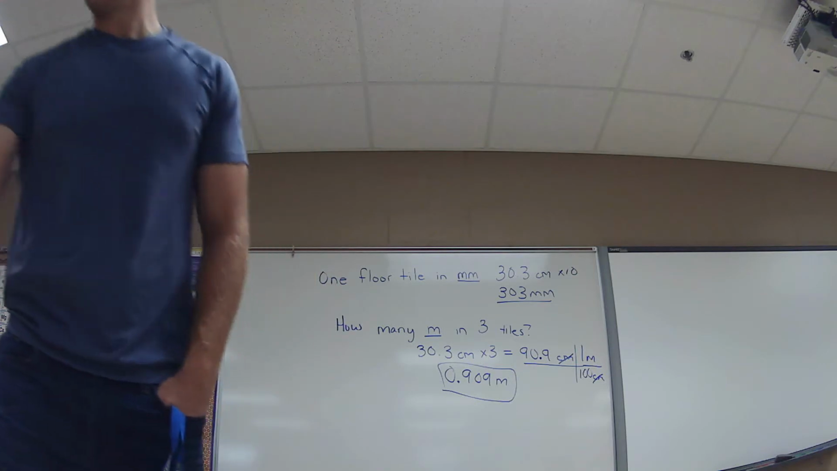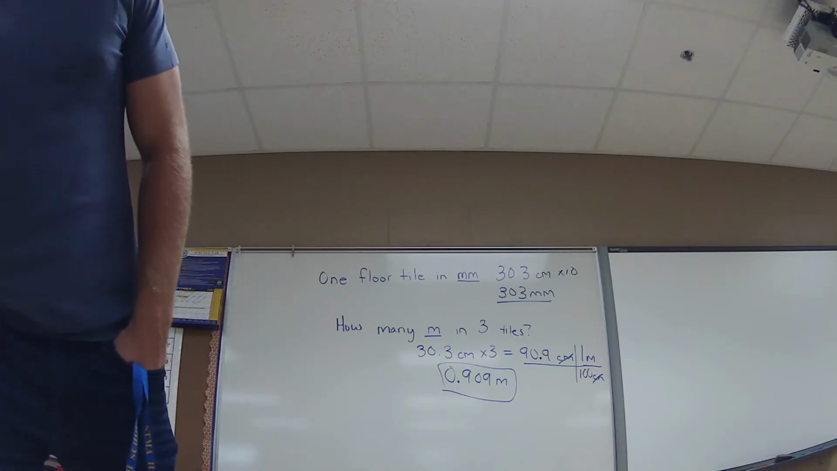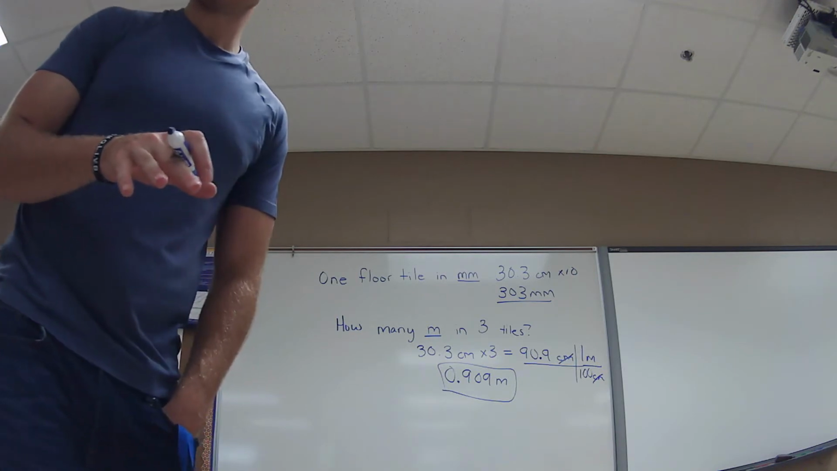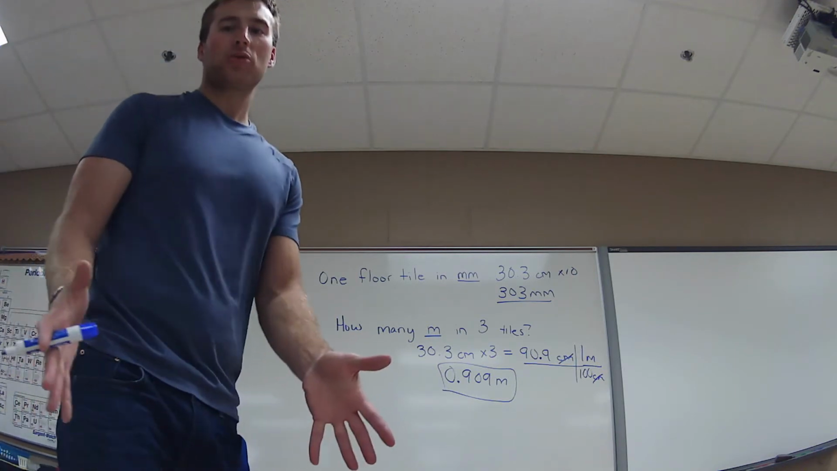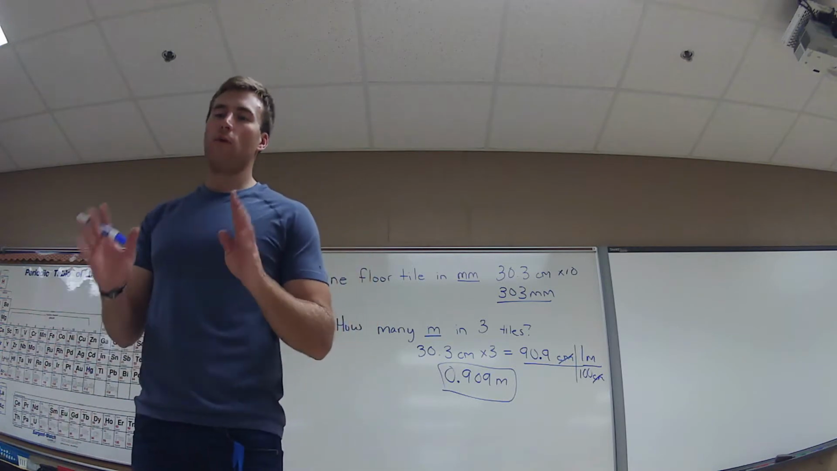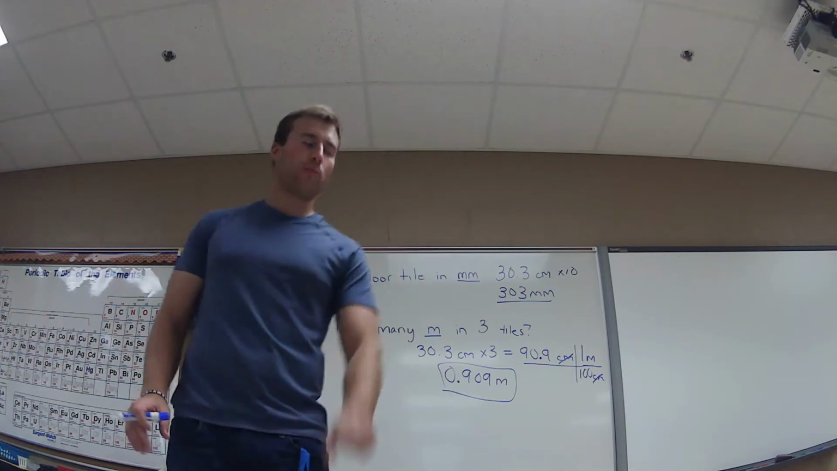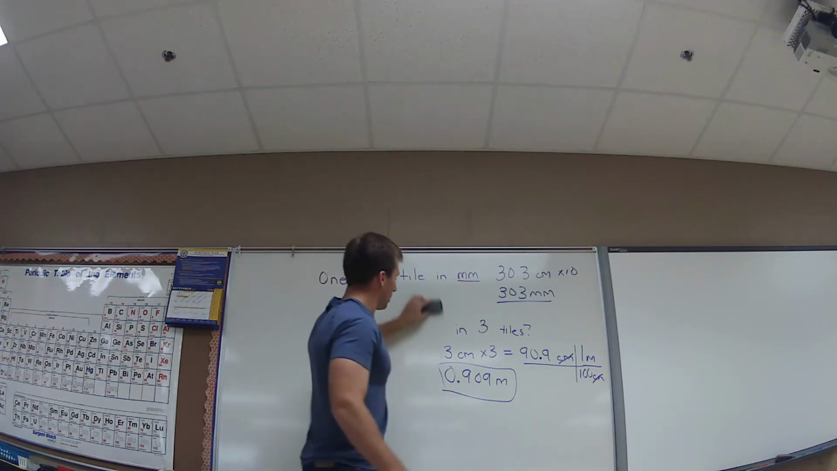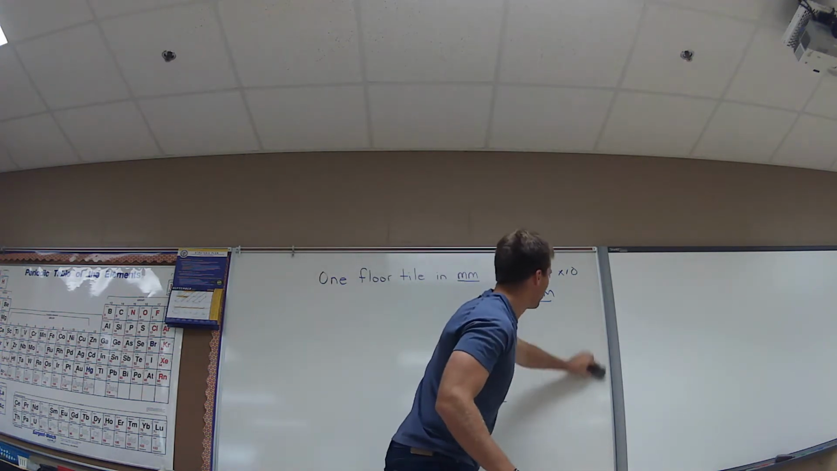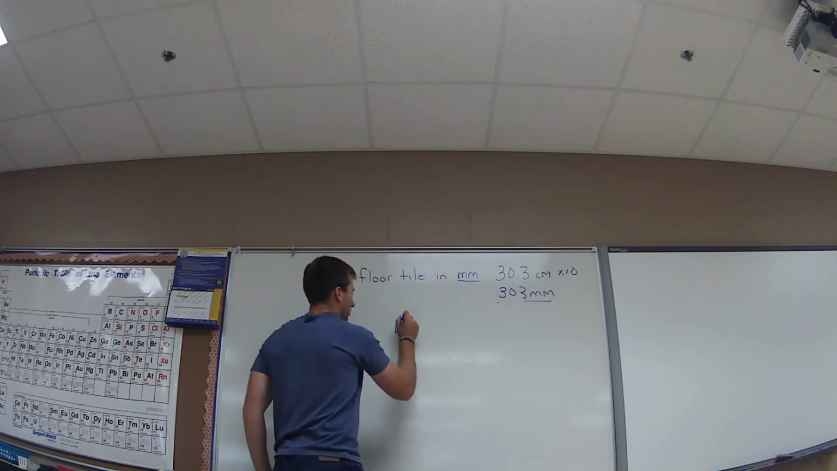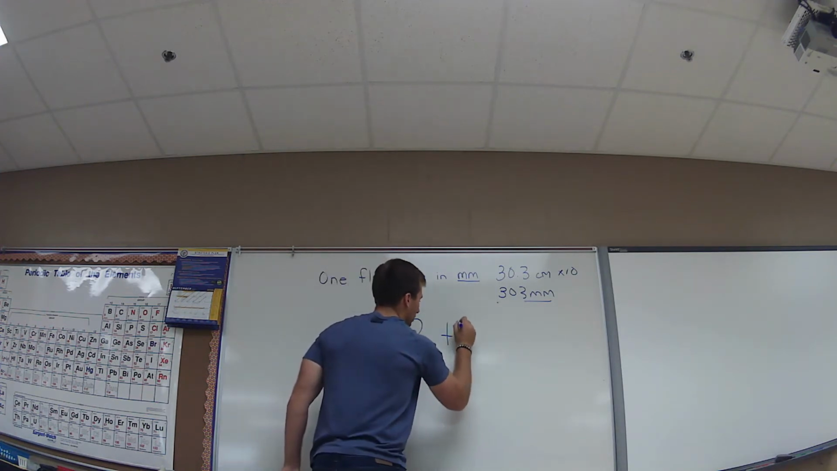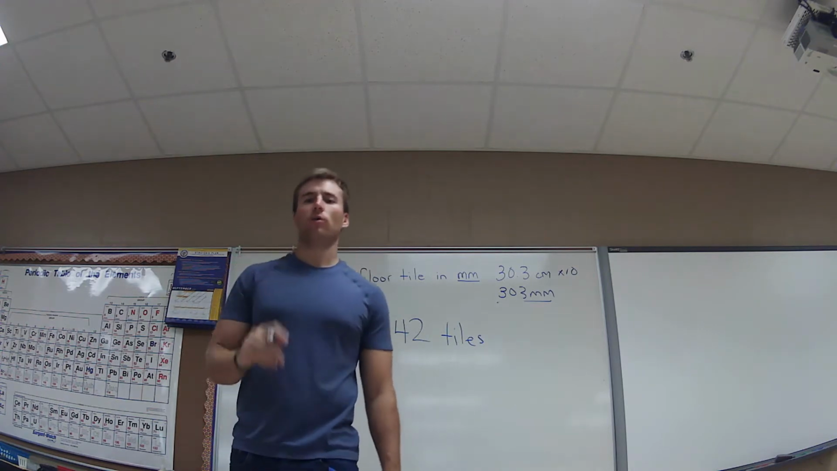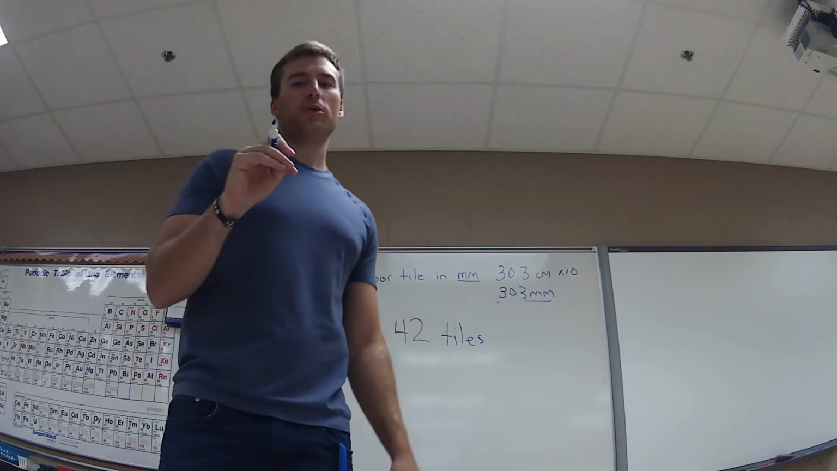All right, our next step then, we are going to be estimating the length of the room. In our classroom, there are 42 tiles from front to back. How many meters is that? Figure out how many meters are in 42 tiles.